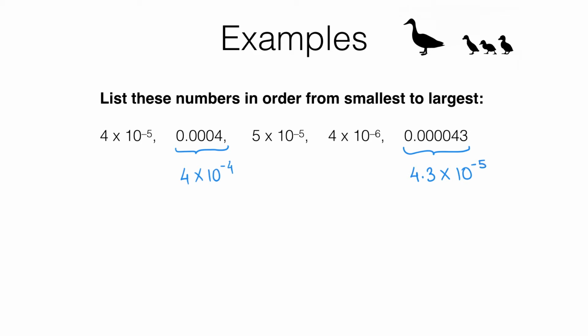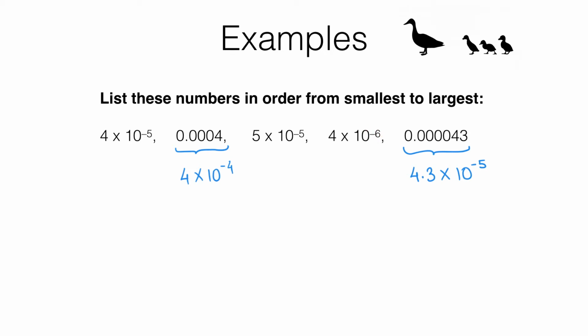Now let's have a look at all of these numbers. We've got something times 10 to the power of negative 5, a 10 to the power of negative 4, 10 to the power of negative 5, 10 to the power of negative 6, and 10 to the power of negative 5. Now, when you've got numbers that are all in standard form, and here the numbers are all in standard form, what we need to do is look at the indices first, so these powers of 10.